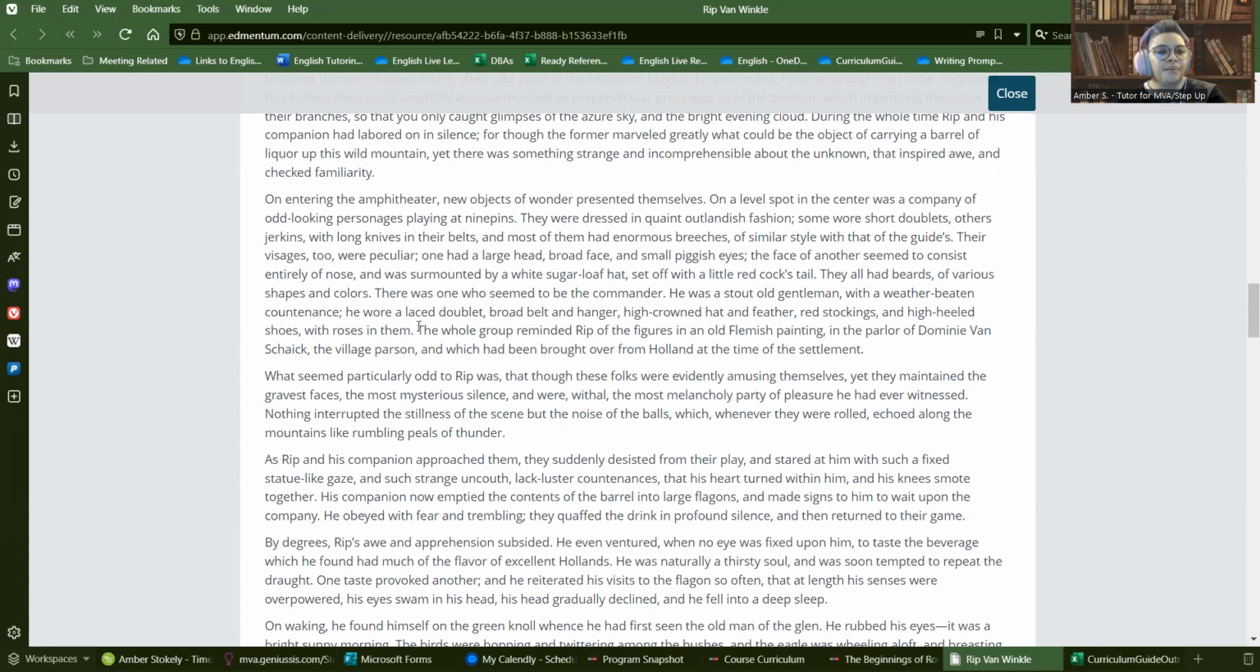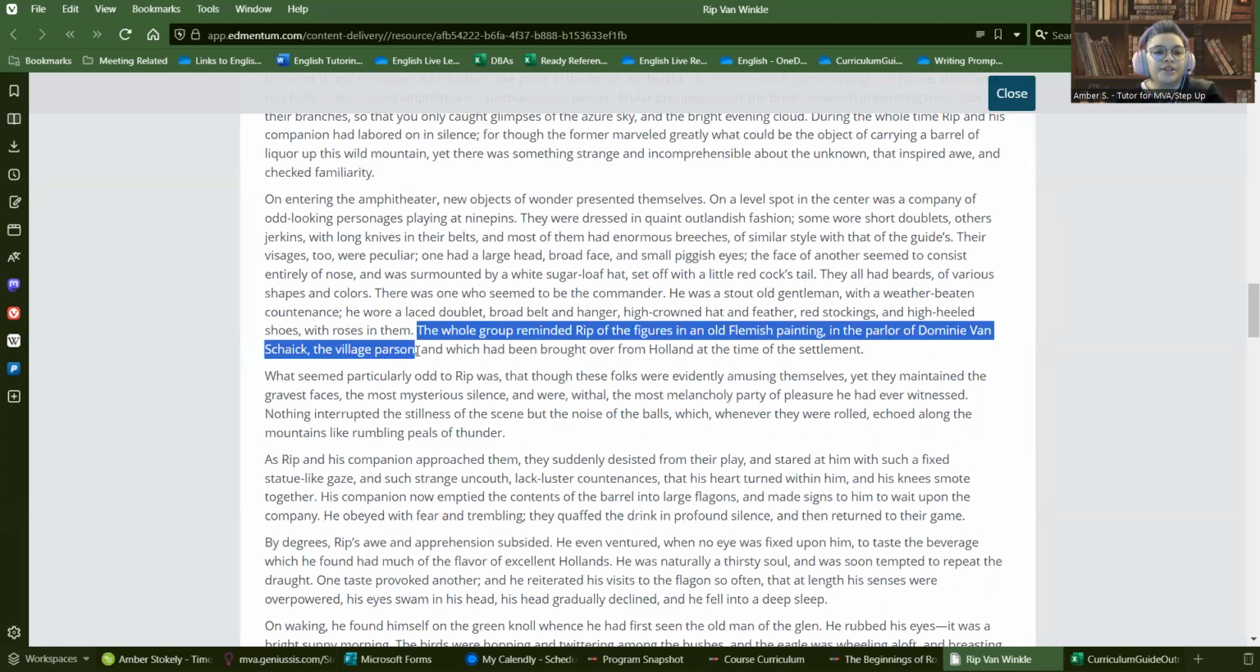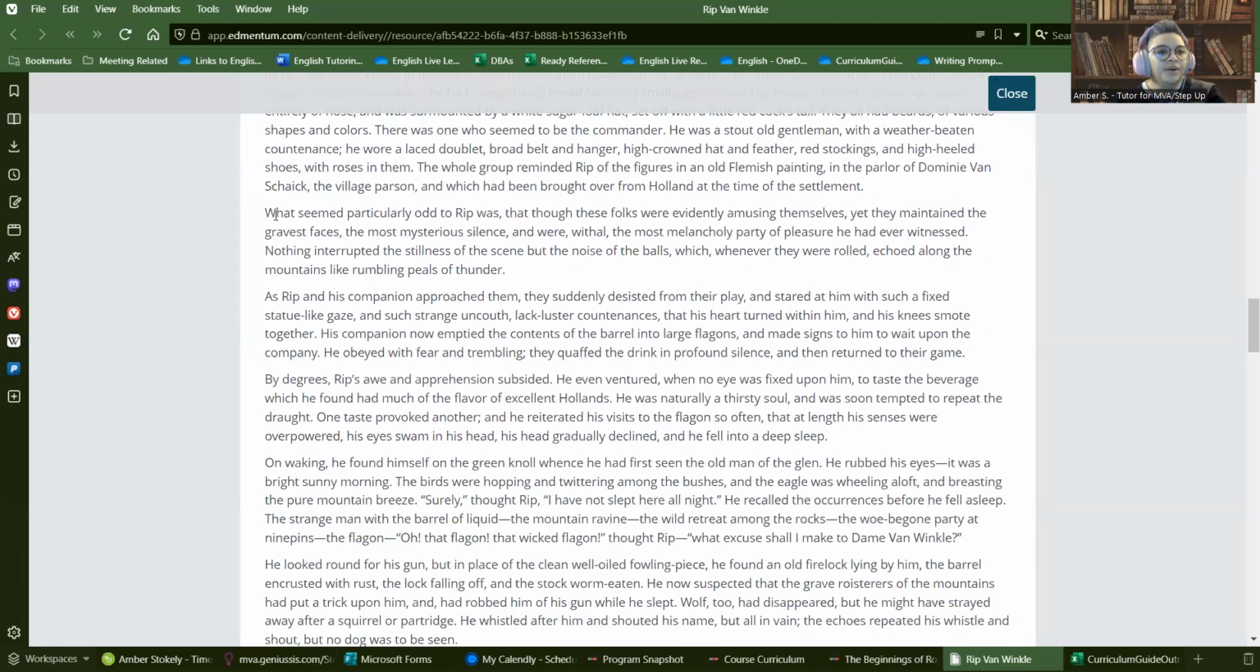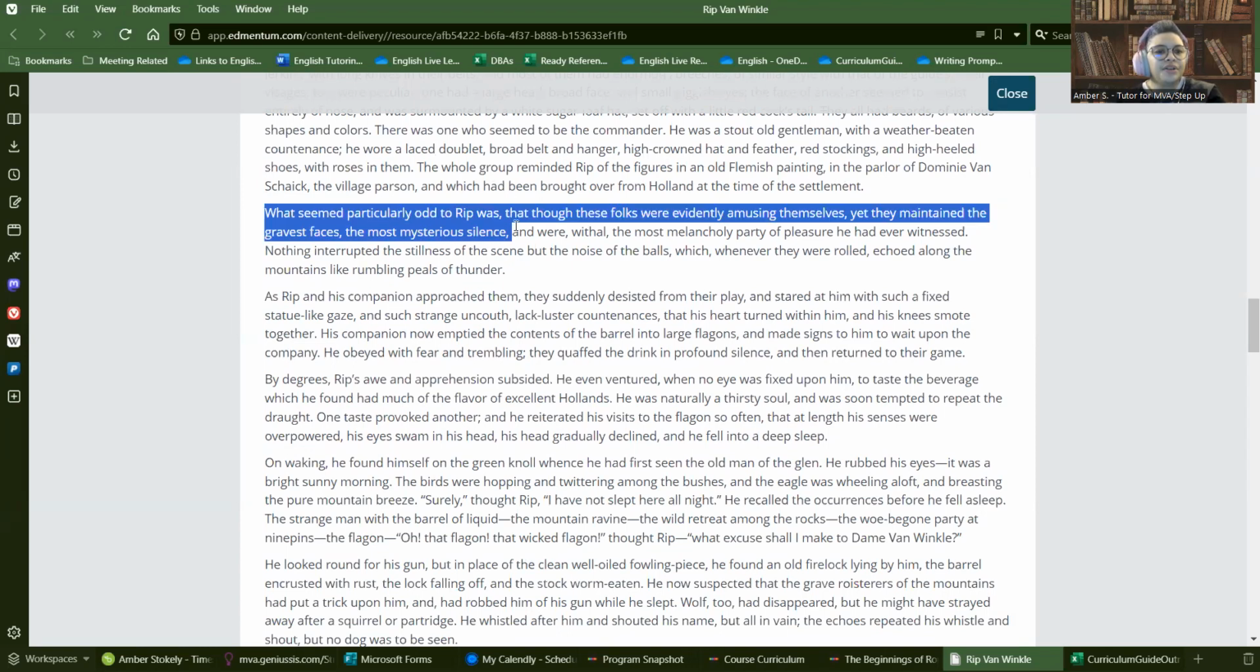So basically, the group reminded him of figures from an old Flemish painting. In the parlor is like the living room, the hangout room of the village parson. So one of the religious people in the village. What seemed particularly odd to Rip was that these folks were evidently, that means obviously, amusing themselves, yet they maintained the gravest faces, the most mysterious silence, and were, withal, the most melancholy party of pleasure he had ever witnessed. So basically, they're having fun, but they all look serious and sad.